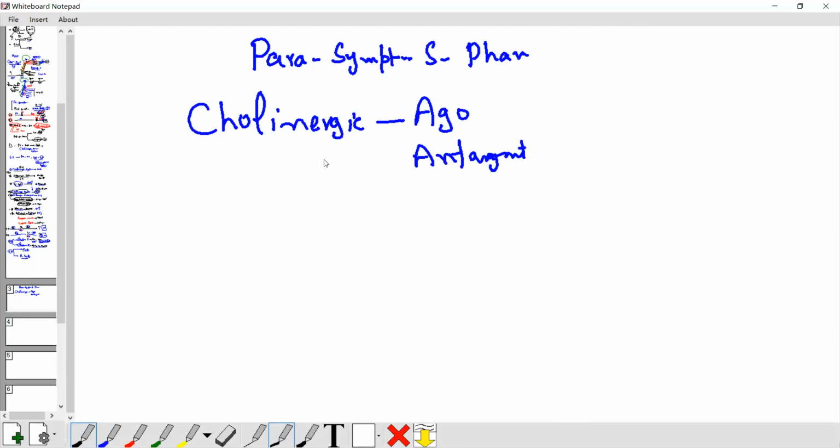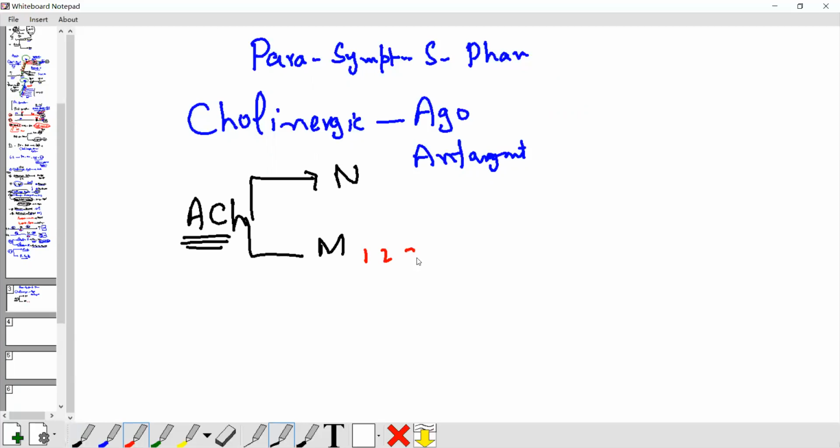Which receptor do we use in the parasympathetic system? The parasympathetic system uses acetylcholine. Understand? This acetylcholine has 2 receptors, nicotinic receptor and muscarinic receptor. This muscarinic receptor, how many types? 1, 2, 3, 4, and 5. And the nicotinic types are nicotinic N and nicotinic M.